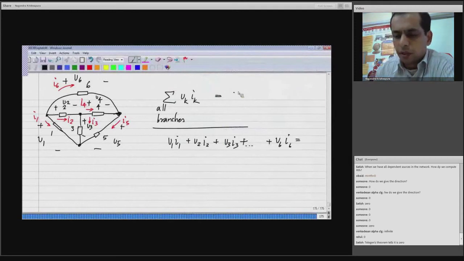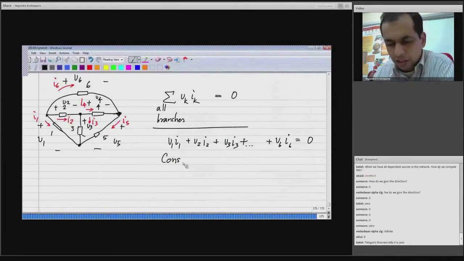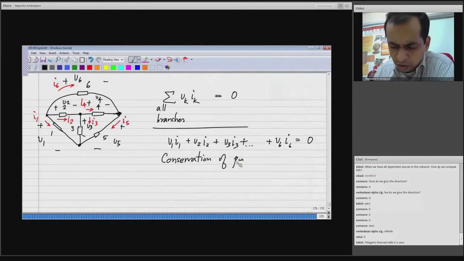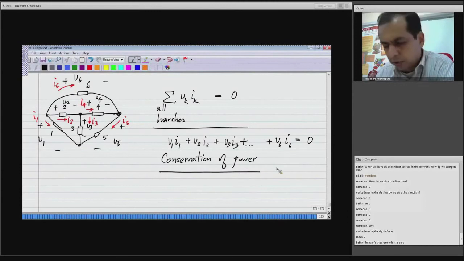Now it turns out that this number will be 0, and this is known as conservation of power.